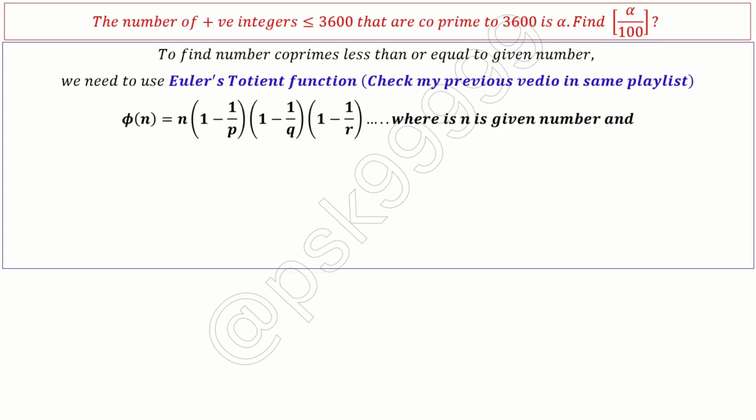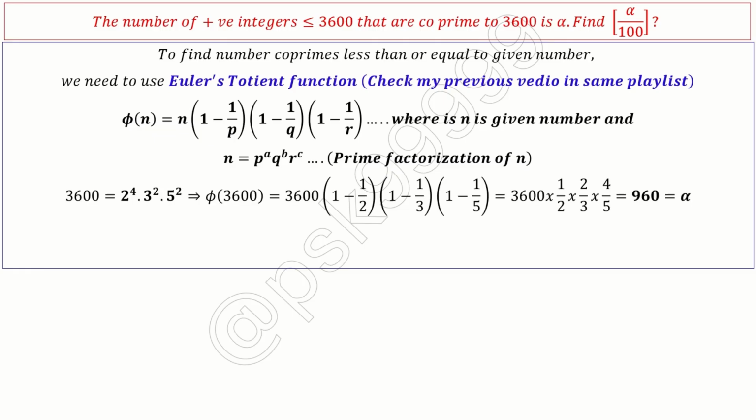The number of co-primes is equal to n into 1 minus 1 by p into 1 minus 1 by q into 1 minus 1 by r, continuously. What are p, q, r? They are the prime factors of n. If you take the prime factorization of n as p to the power of a, q to the power of b, r to the power of c, these are the p, q, r. So let's see.